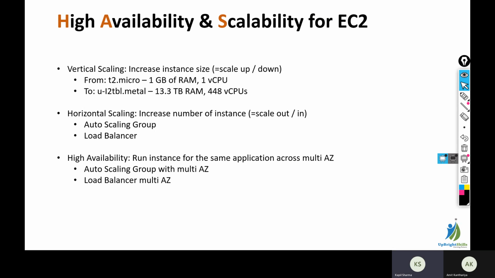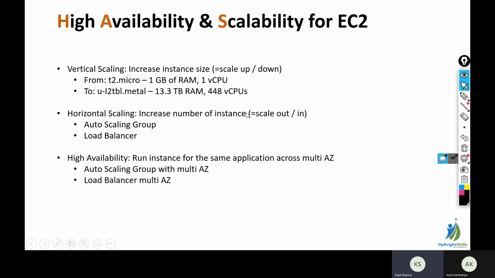High availability and scalability for EC2. Vertical scaling is increasing the instance size, scale up or down. So for example, T2 micro, 1 GB of RAM, 1 vCPU. You can scale it up to u-12tb1.metal, which comes with 12.3 TB of RAM and 448 virtual CPUs. So this is very huge. You can go up to this level in vertical scaling.